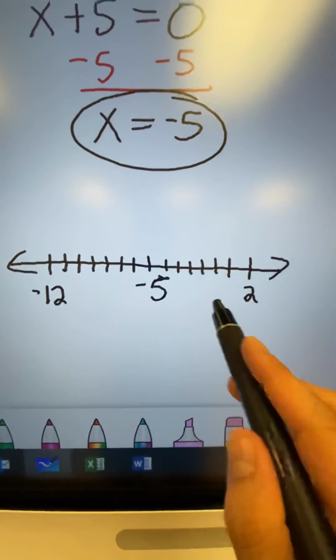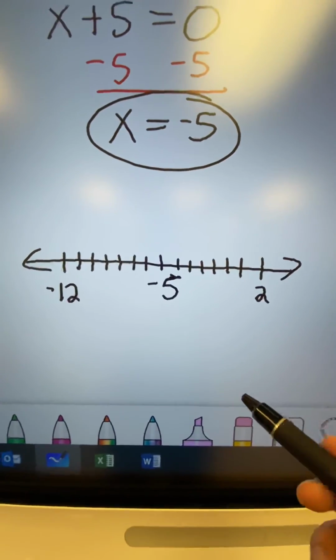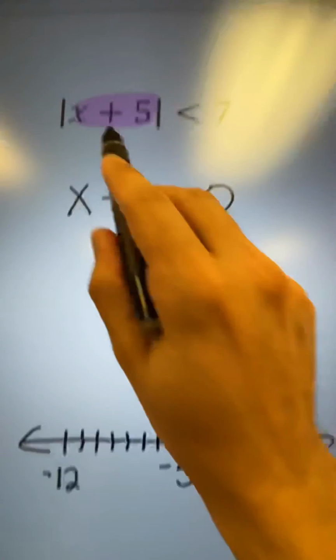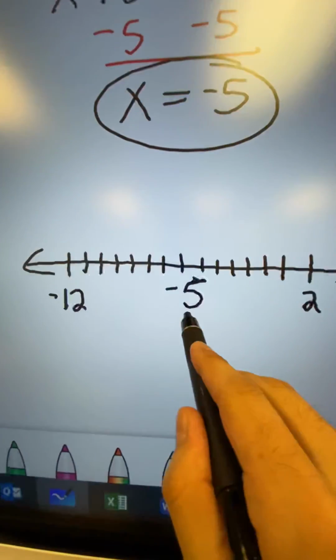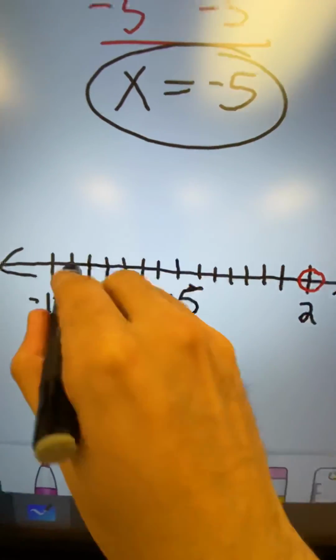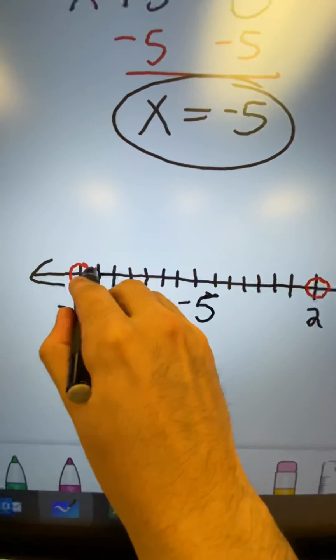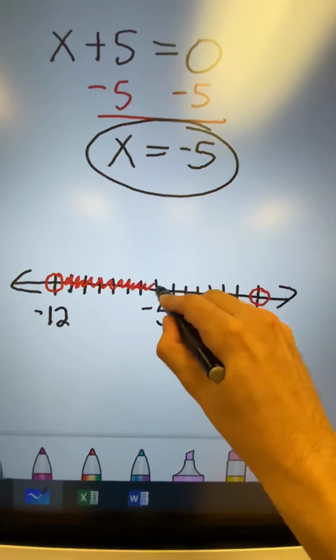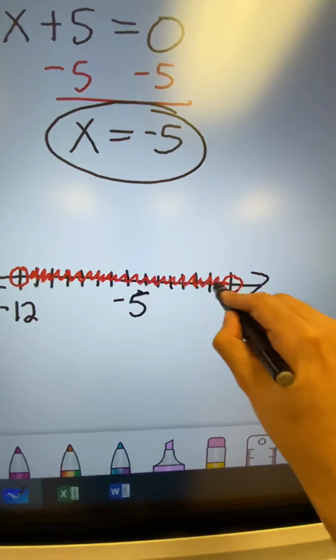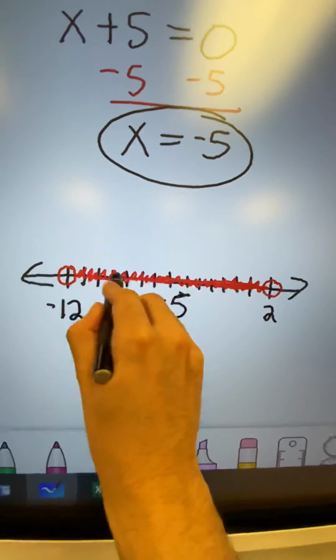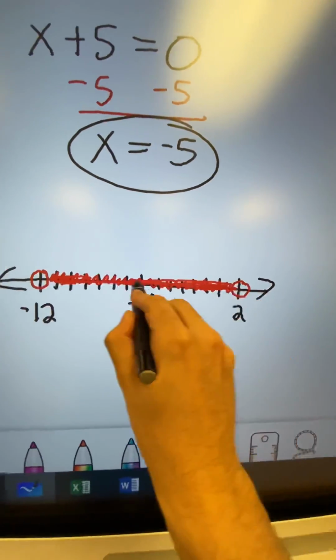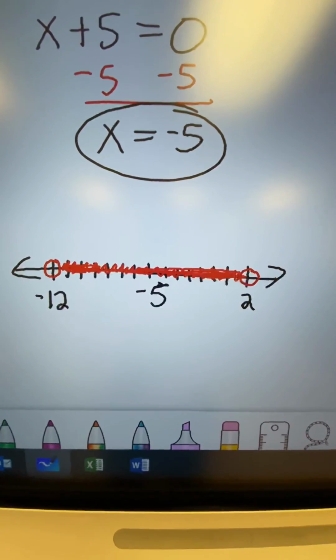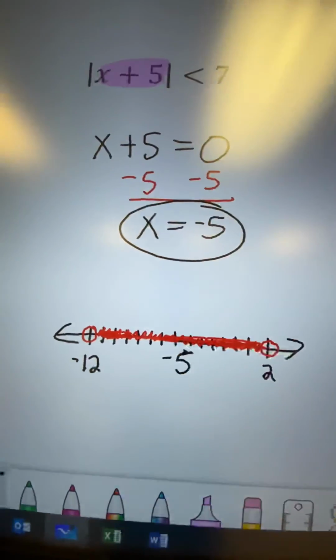And now the solution set for this one is going to be similar. So we want distances that are less than 7 spaces away from here, which would be all the way up to those two numbers and in between. So all these numbers in between those two, but not including the endpoints, are distances that are less than 7 spaces away from the value -5. And that would be my solution set for this inequality.